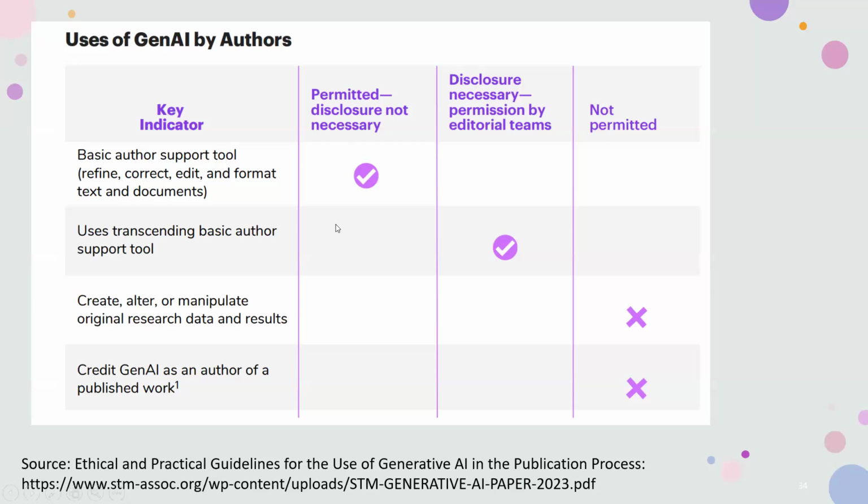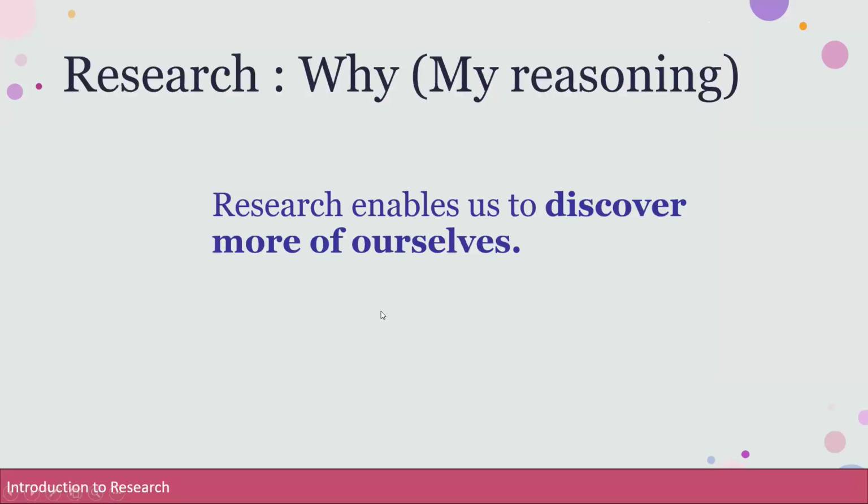Because the copyrights usually say that it's not permitted to reproduce, alter, or manipulate that. But essentially, when we are using these generative AI tools, we can be manipulating, altering this original content, and it's not permitted, so we have to pay attention to that.